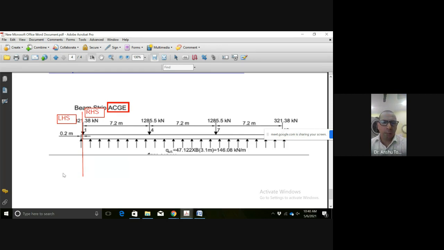Yes, please. What is going to be the bending moment? What is going to be the shear force on the left hand side of this particular point load? And what is going to be the shear force on the right hand side of this point load? Just on the left hand side and right hand side. Ronak Afza, yes, sir. What is going to be the shear force on the left hand side of this point load? 321.38.